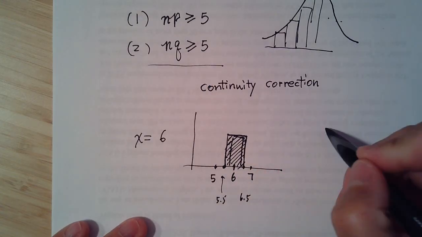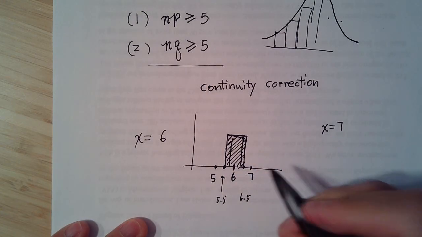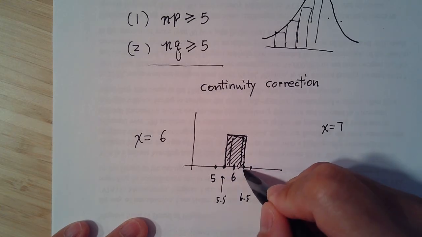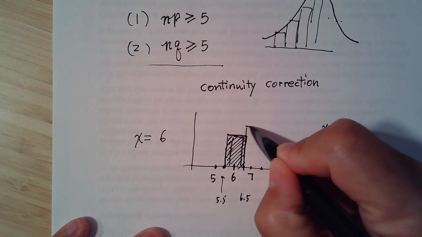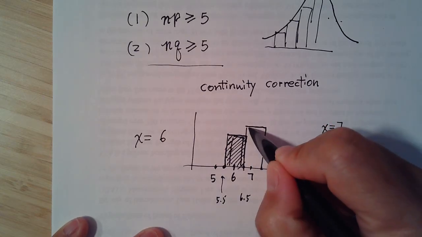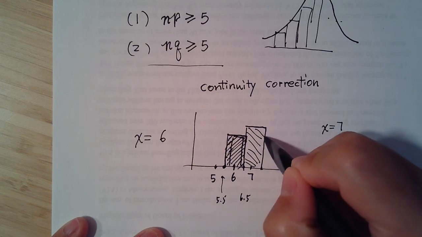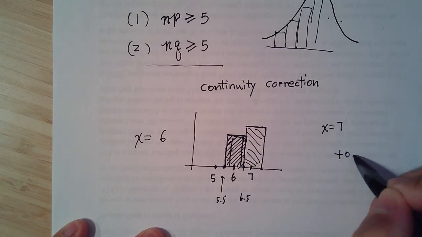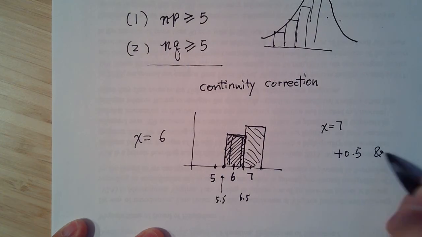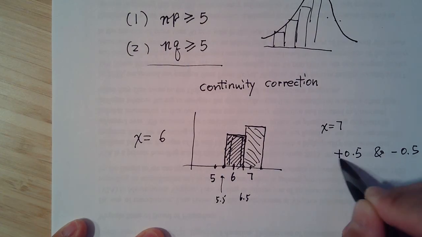Then look at what happened when x equals 7. And that will be from 6.5 to 7.5. Again, from this 7, I expand to both sides by 0.5. So I will have something that looks like this, by plus 0.5 and minus 0.5.